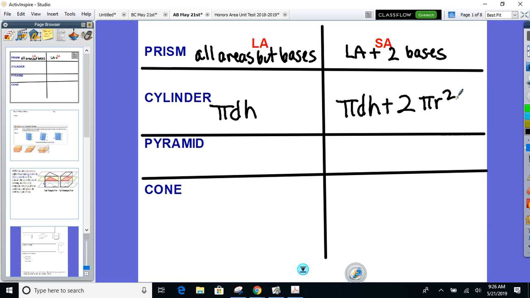Pyramid, I don't have a formula for you. What are all the faces on a pyramid that aren't a base? They're all triangles. So you're going to do number of triangles times 1/2 b h. And then for the surface area, you're going to add on whatever the base is.